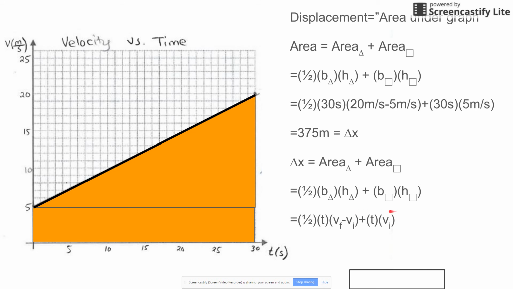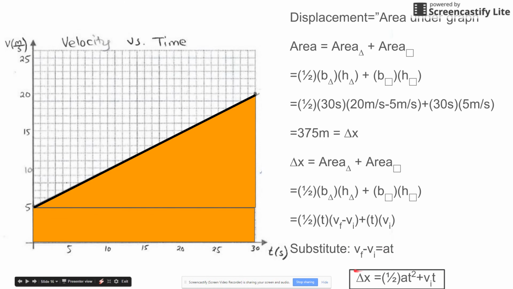There's the equation using all the variables instead of the numbers to plug in here. This is not the form that you'll typically see the equation in. Typically, people will take the other equation that we had and rearrange it a little bit and plug this in. So they'll take VF minus VI and substitute it with A times T. And the final form of the equation that we're going to use in class is our classic equation down here, that displacement is equal to 1/2 times the acceleration times time squared plus initial velocity times time.